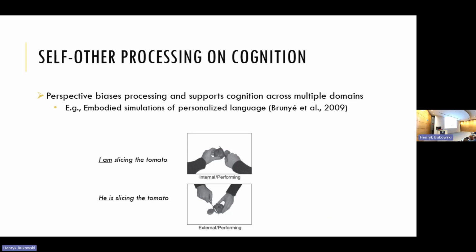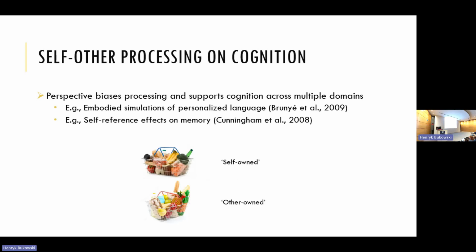So, for example, in language comprehension research, it's been shown that when you read a sentence that includes a personal pronoun, such as I, then you embody that event and activate a simulation of the event as if you are the protagonist. So from an internal perspective. You imagine you were doing the thing. In contrast, if you read a sentence that involves a third person pronoun, he is slicing the tomato, then you imagine it the other way around, as if you're the observer of someone else performing an action. So we simulate these things in real time.